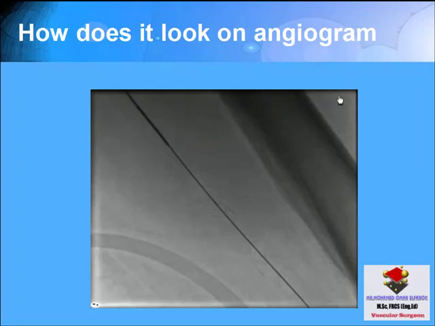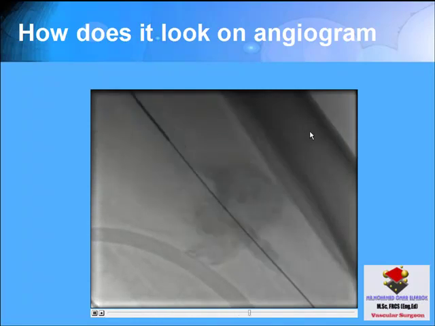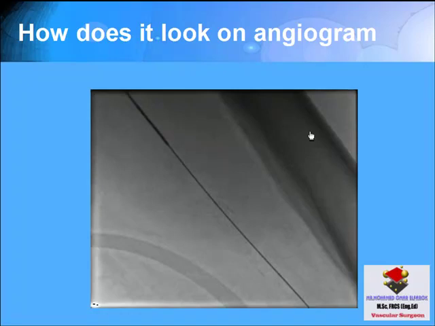So after passing crossover with difficulty, with about half an hour time, we were able to pass the wire in superficial femoral artery and to have an angiographic picture. And you can see here the rupture, and you can see the amount of bleeding, but you cannot really localize where the origin of the rupture is.